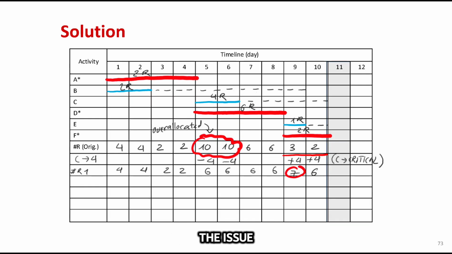To fully resolve the issue, we now need to extend the project duration by 1 day, making the total duration 11 days. With this adjustment, activities E, F, and C all become non-critical, allowing more flexibility in scheduling. E has the lowest priority because it has the latest late start, the largest total float, and the lowest resource demand. Therefore, we delay E by 2 days, moving it to day 11. This change makes E critical, which we highlight in red.